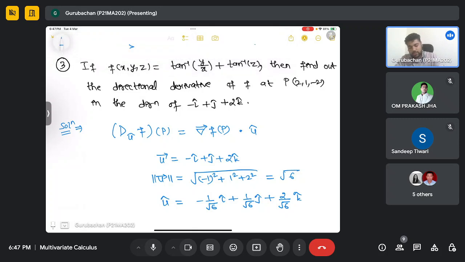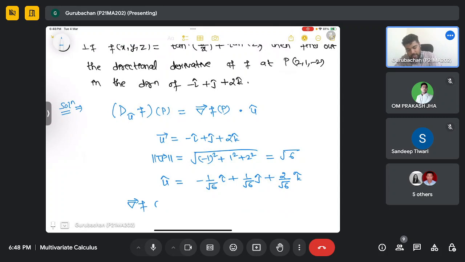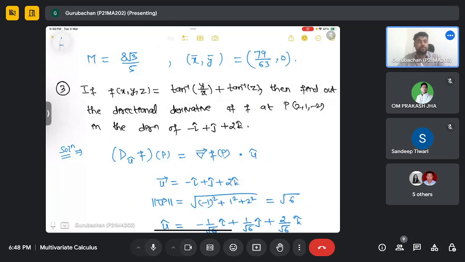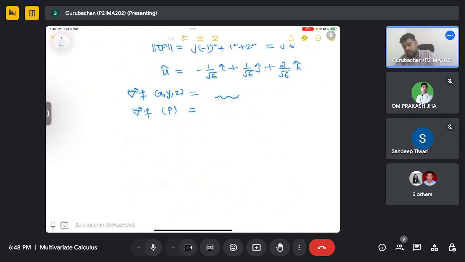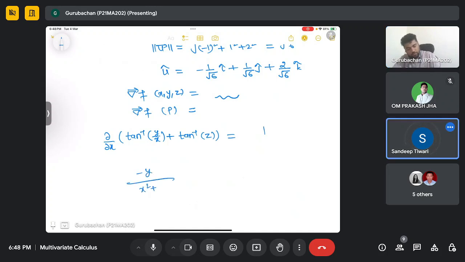Correct? Now the next task is to calculate del f at any point x, y, z, then del f at the given point P. To calculate del f, we have to calculate the partial derivative of this scalar function with respect to x, with respect to y, and with respect to z. Since you can clearly see that this is tan inverse y by x, we have to apply the chain rule.